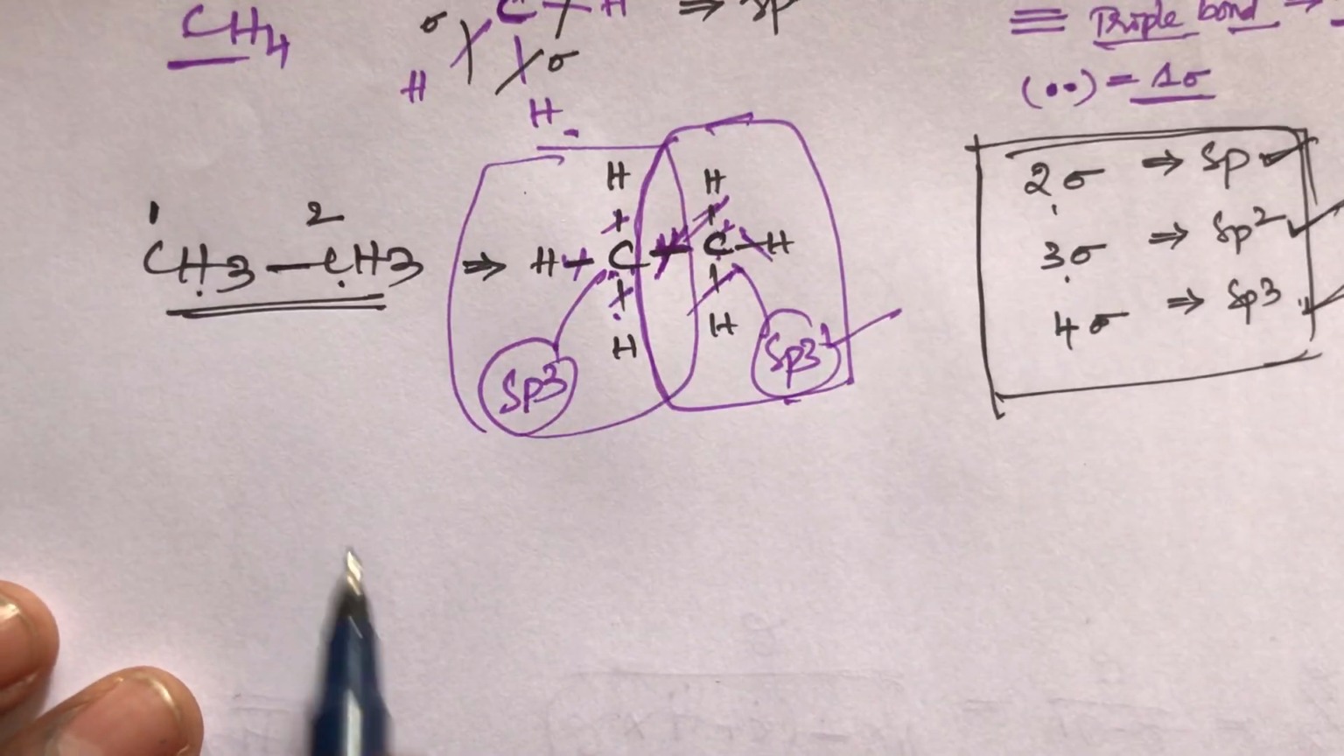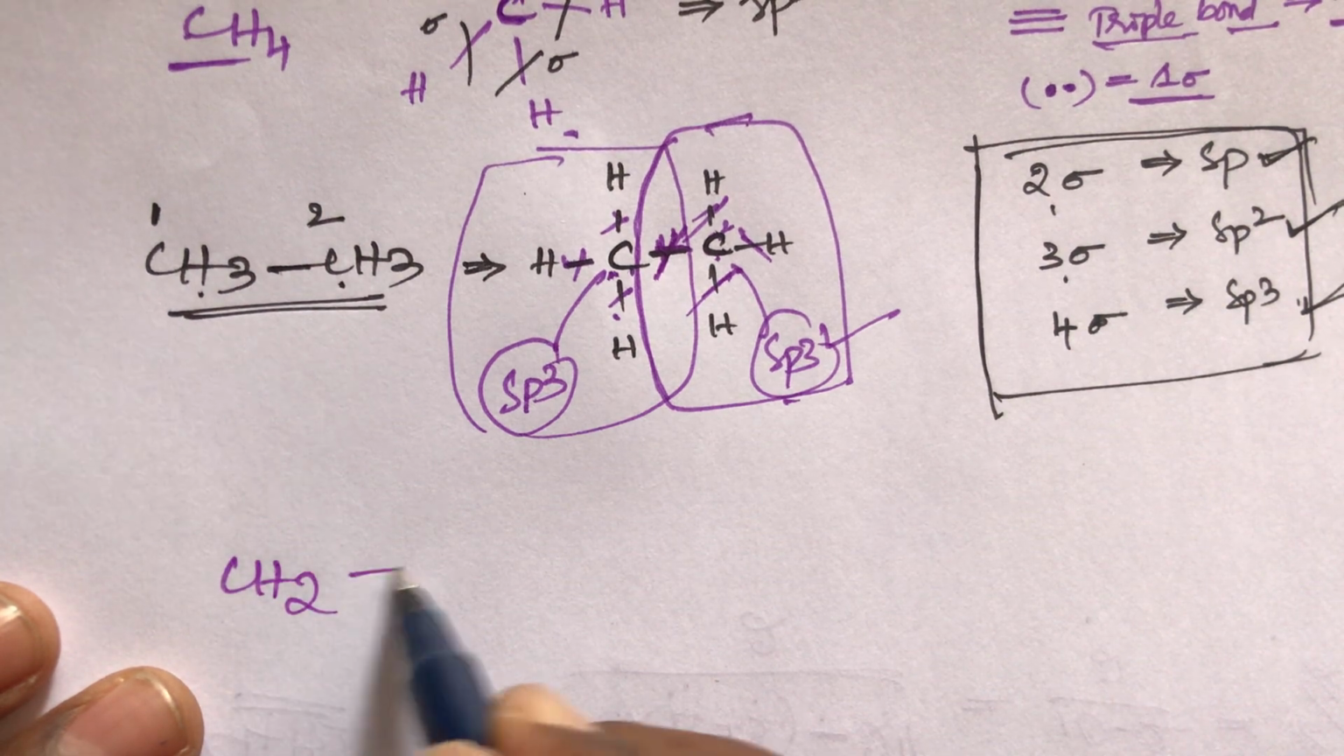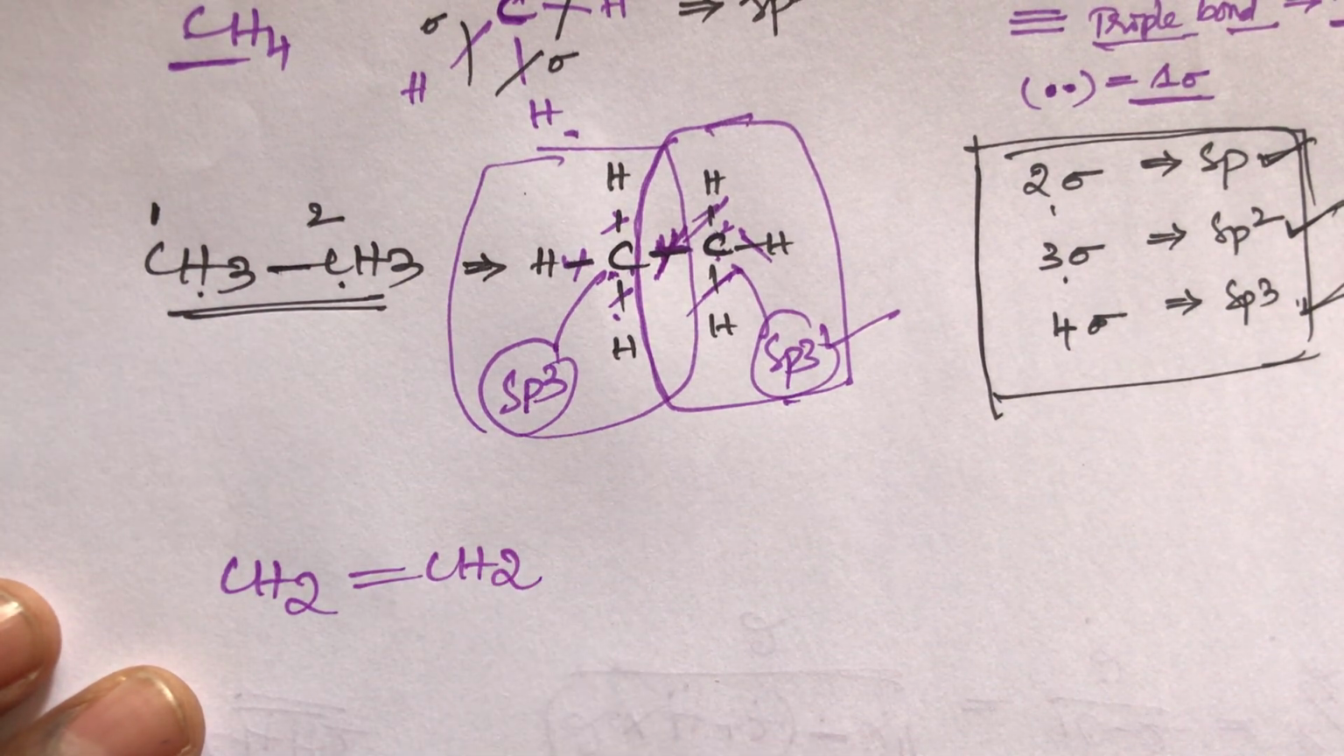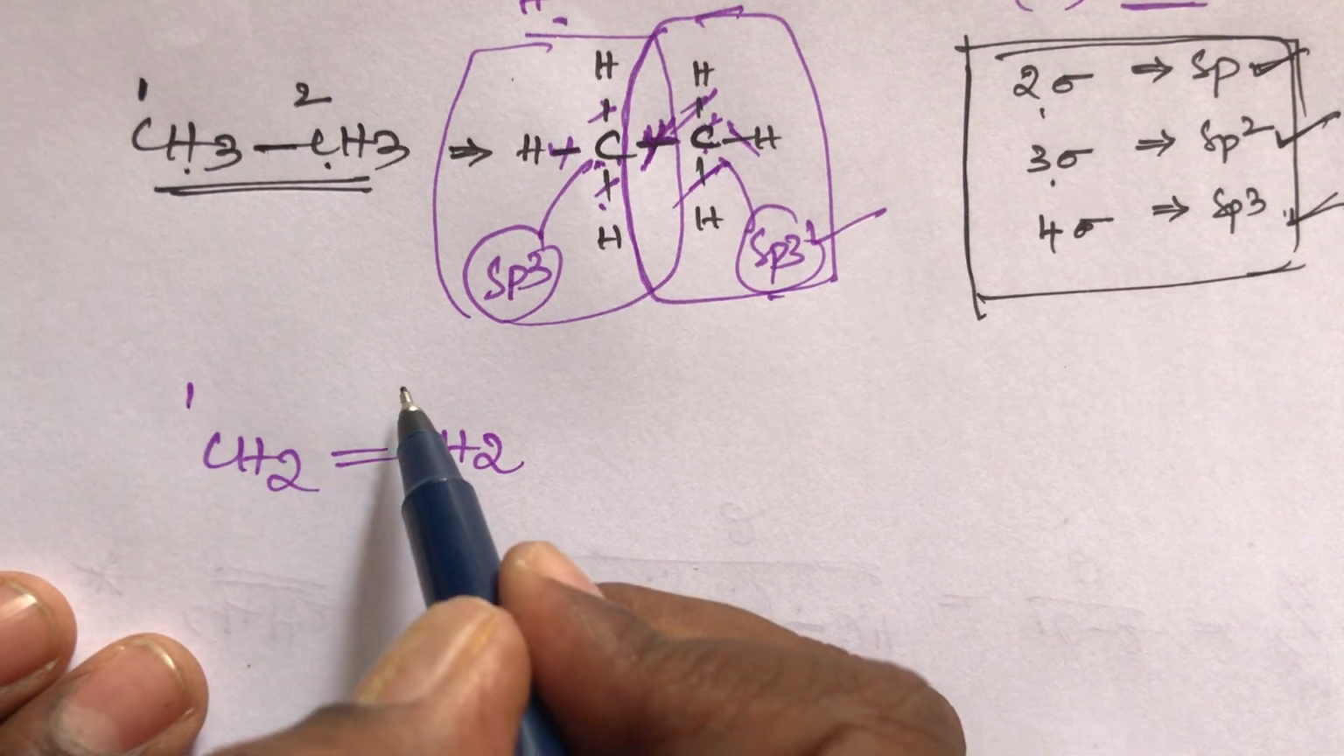Now take one more example, students: CH2 double bond CH2. This is the first carbon, and this is the second carbon.